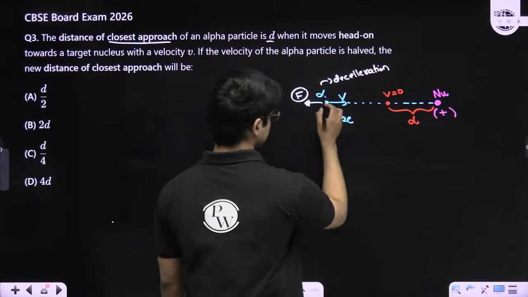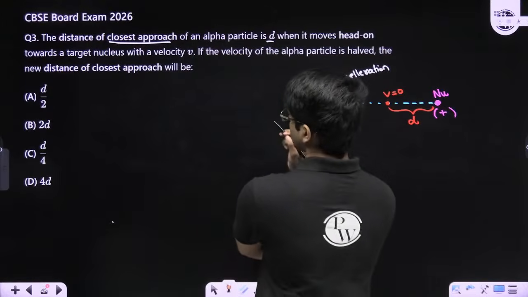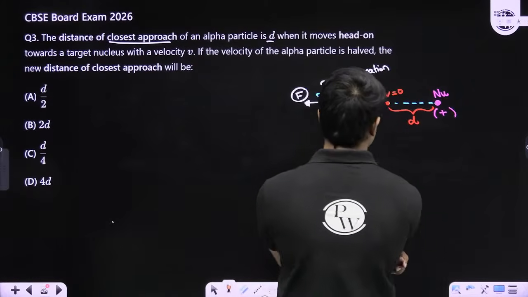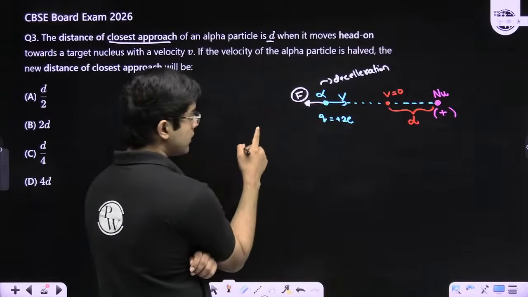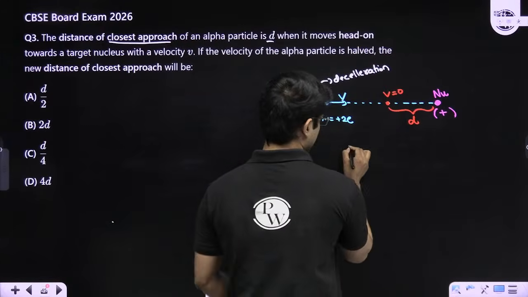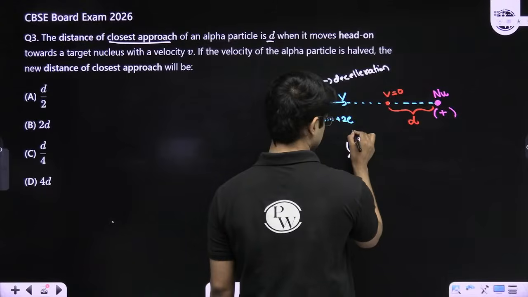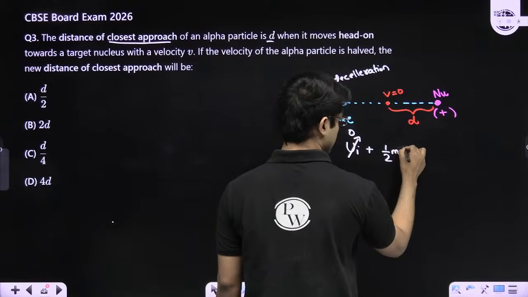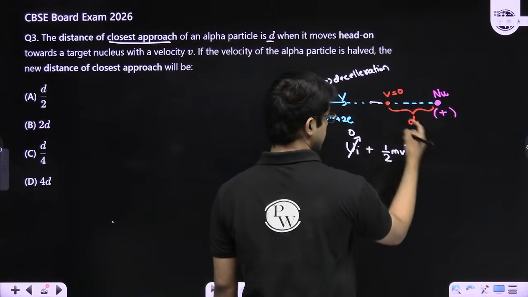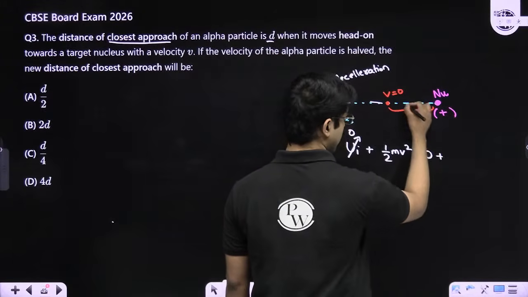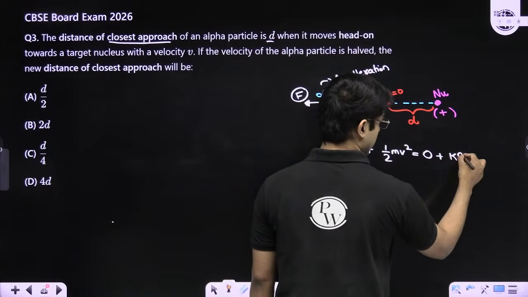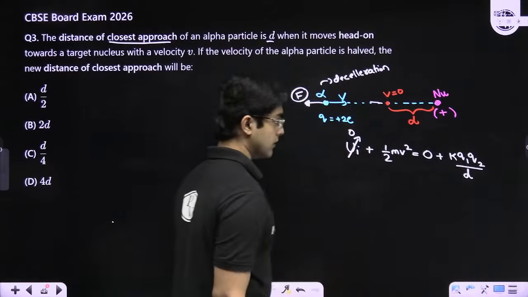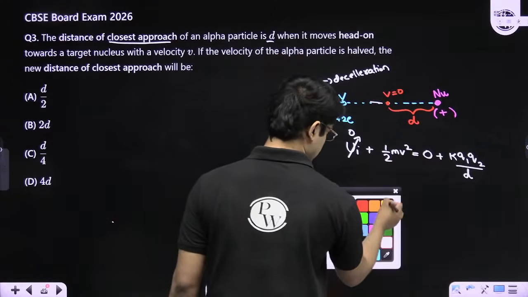So just use energy conservation. They have not given the initial potential energy, so I'm assuming the alpha particle starts from far away. So initial potential energy we will take as 0. Initial kinetic energy is half mv square. Finally, kinetic energy is 0, and final potential energy is k Q1 Q2 divided by d. We don't have to substitute anything because this is a comparison question.